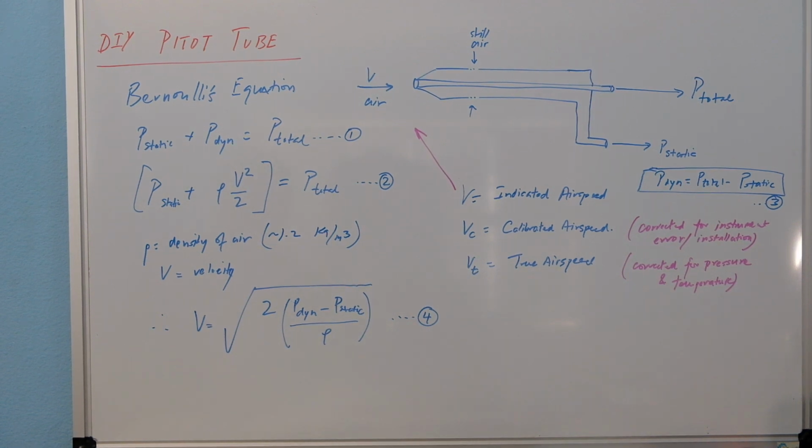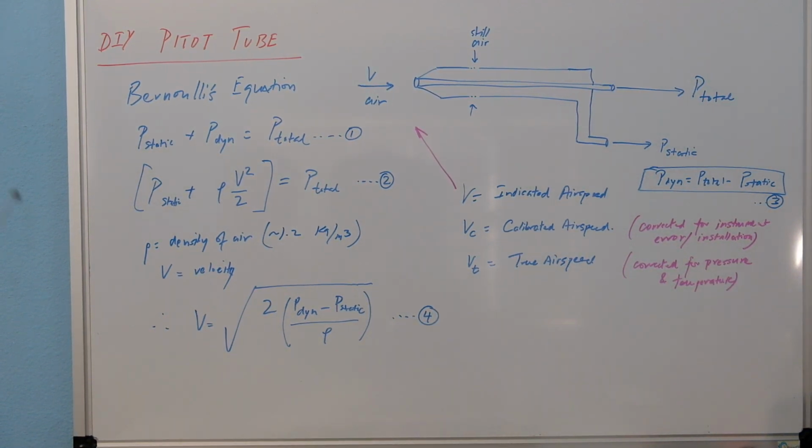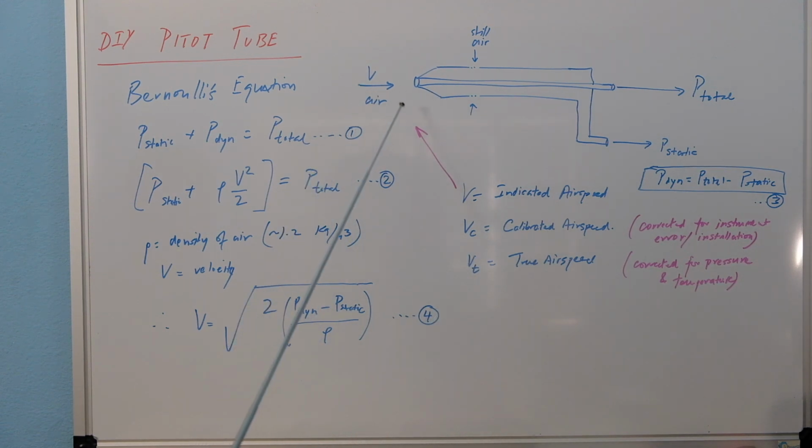Hi, today I'm going to talk about building a do-it-yourself pitot tube which can be used to measure airspeed. This kind of airspeed is called indicated airspeed because that's the airspeed that is measured directly by this pitot tube instrument, and that can be used to then calculate other airspeeds for aircraft or even for terrestrial vehicles if you plan to do that.